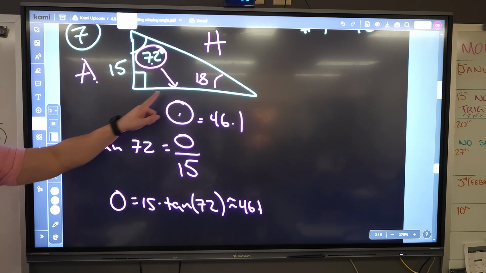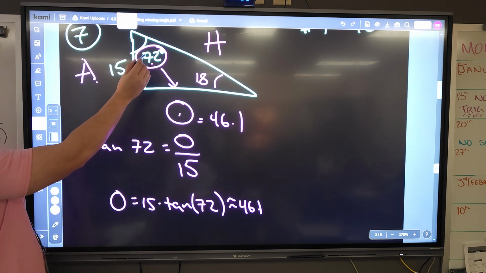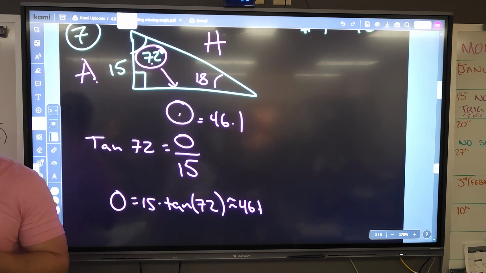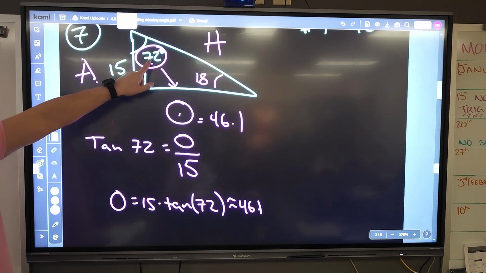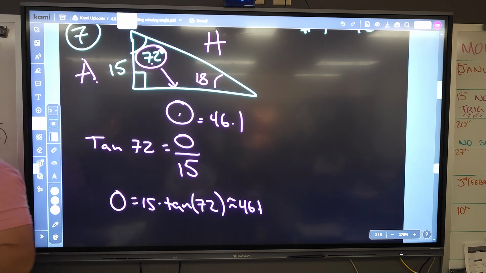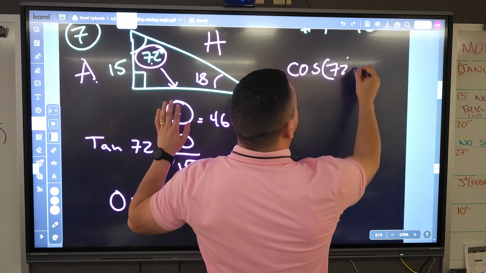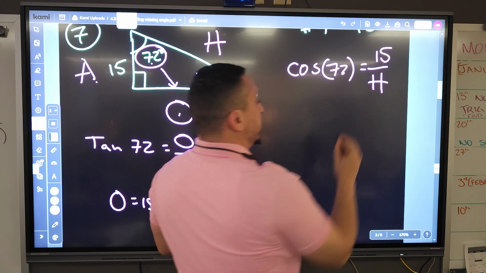So I have all three angles. I have these two sides. I'm missing one side, H. So it's like a new problem. Again, I'm going to look at it from the point of view of 72. I could use O and H because now I know what O is. But it's kind of better to stick to the ones that they give you, just in case you messed up. So I'm going to use A and H. Who's AH? Cosine, right? So cosine of 72 equals A, which is 15, over H.